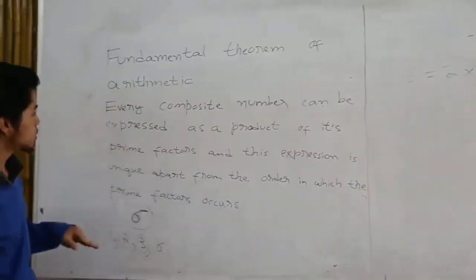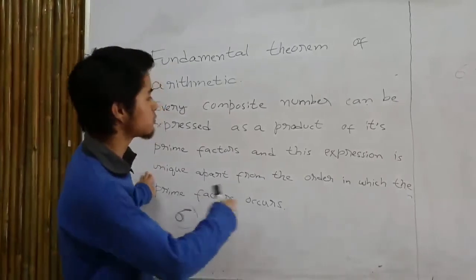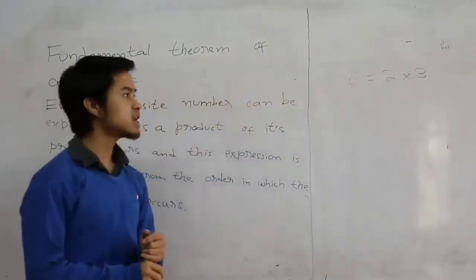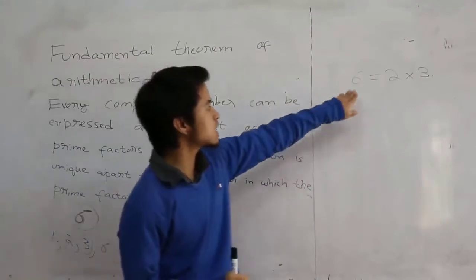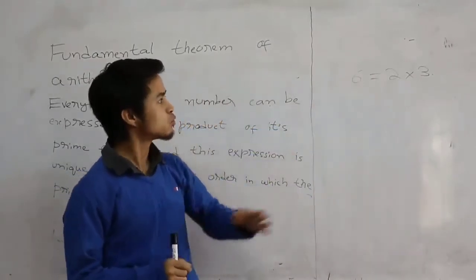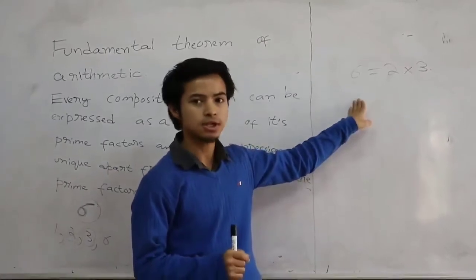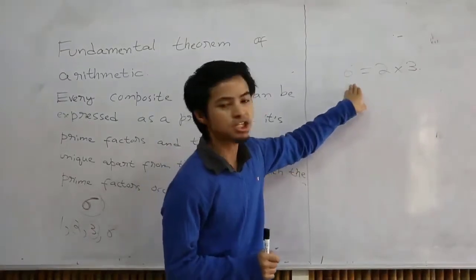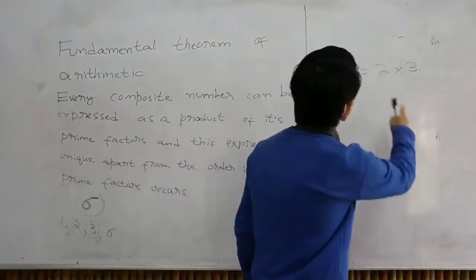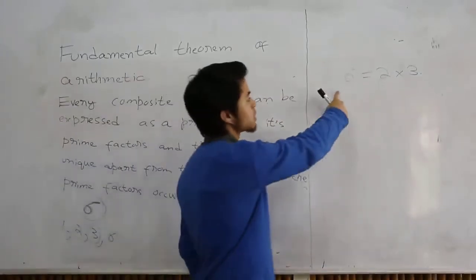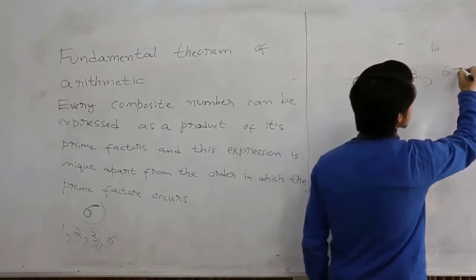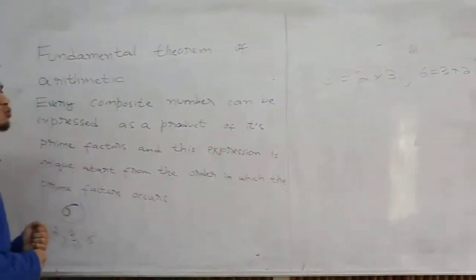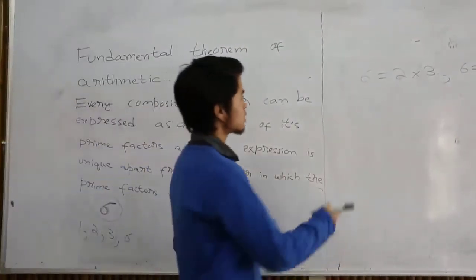The second part of this theorem says that this expression is unique apart from its order. What do we mean by this expression is unique? It means that we cannot find any more prime factors of 6 such that we can write 6 as a product of those prime factors. 2 and 3 are the only prime factors of 6. That is why this expression is unique. The order doesn't matter, because 6 can be written as 2 into 3, or 3 into 2.